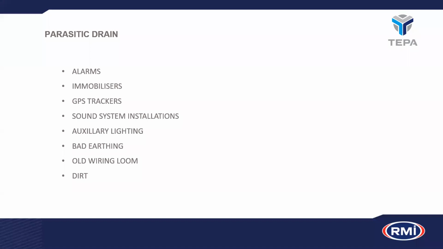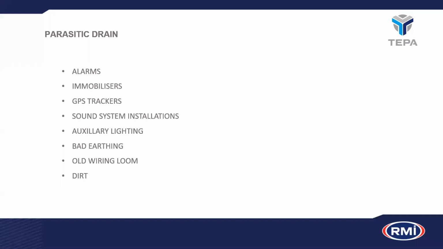Bad earthing is also not so much a parasitic drain, but bad earthing is something that can cause a battery to present as being discharged because you're not getting full current through on the earth circuit. So it's important that the battery is correctly earthed and that the full earth current or negative current is able to flow into the vehicle to allow starting and running of the vehicle.